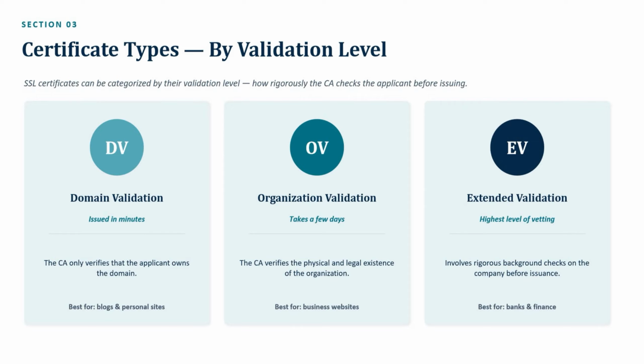The second certificate type is where the CA verifies the physical and legal existence of the organization, and this is best for business websites. Extended validation is the highest level of rating, right? And this involves a rigorous background check on the company before issuance. This is best for banks and finance.